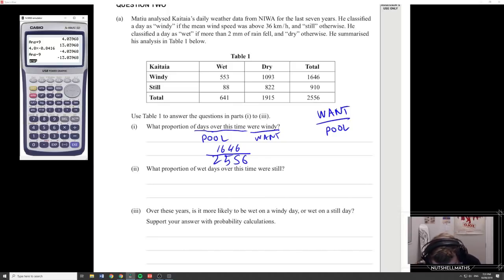Again, what portion of wet days over this time were still? Of wet days, that's our pull. Were still, that's our want. And remember, our want can never be grabbing stuff that is outside of our pull. Okay? It doesn't make sense. You can't select things that are outside your selection. So, out of all the wet days, so we got all the wet days going this way. The total of the wet days is here. So out of all the wet days, 641. How many of those days were still? 88. So we've got 88 over 641.